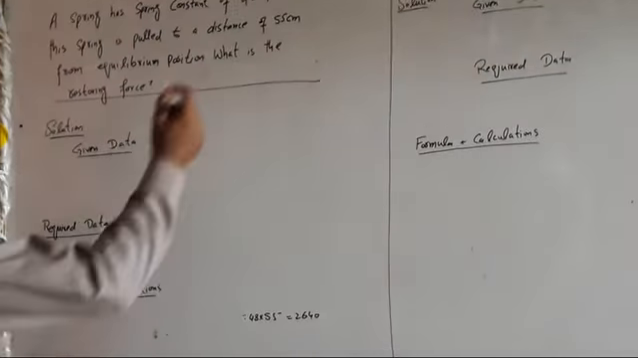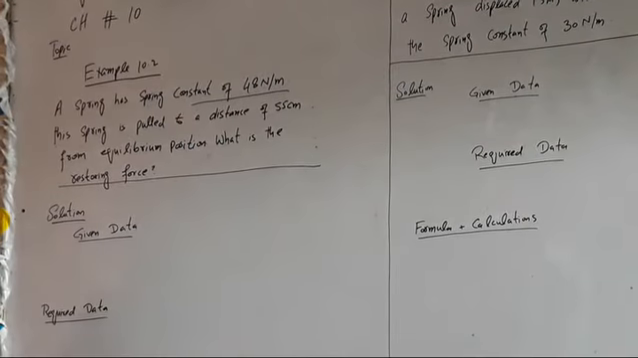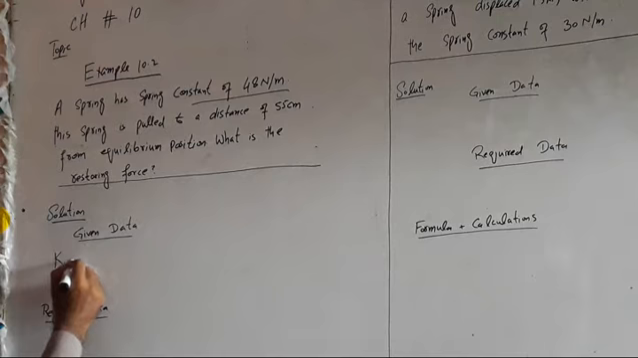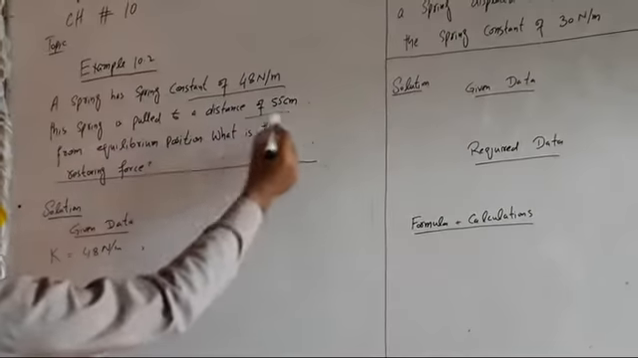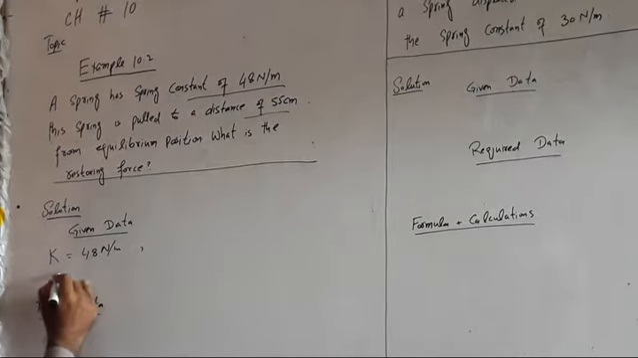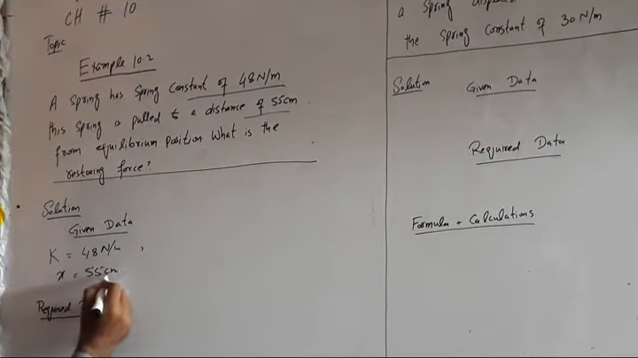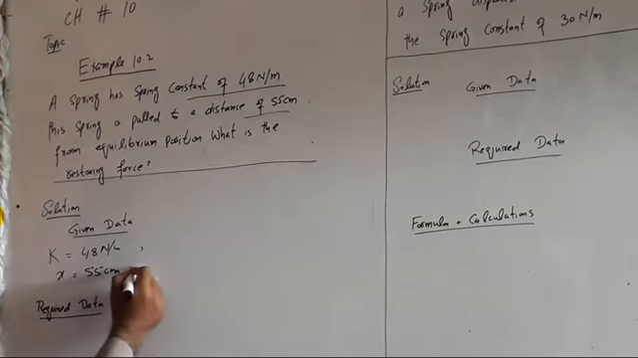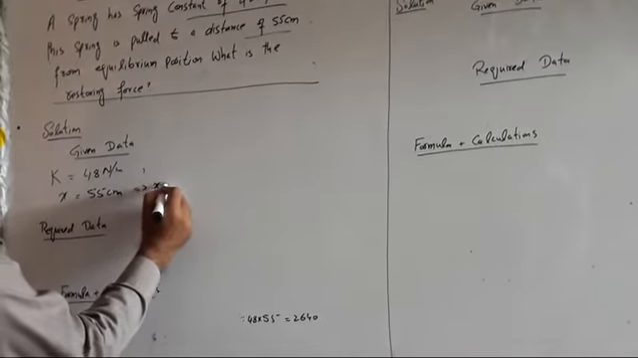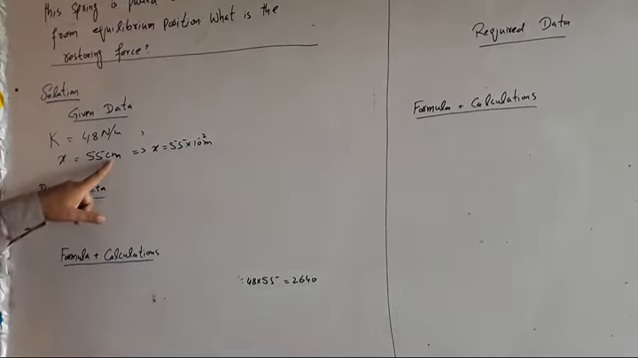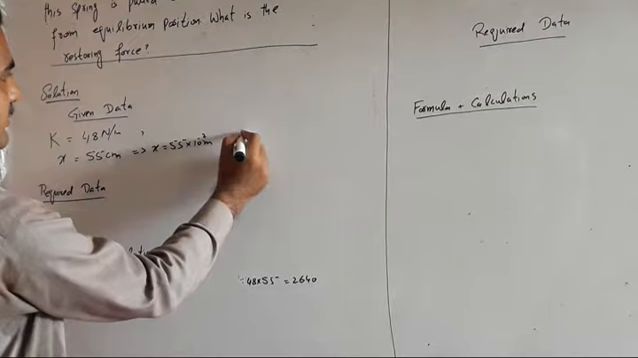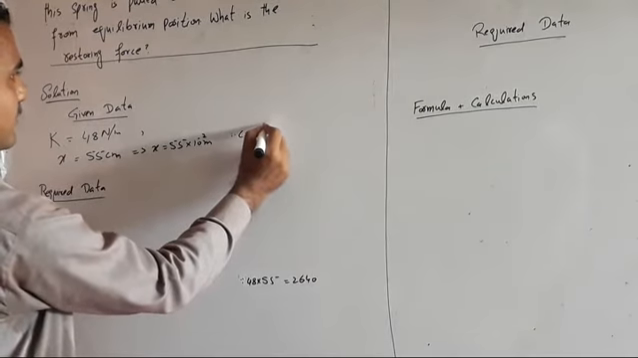So we are given that the spring constant is 48 Newton per meter. Spring constant is denoted by K, so I will put it in given data that K is equal to 48 Newton per meter. The other quantity that is given is the displacement. So I will write displacement X is 55 centimeter. Here C represents the prefix for centi, which factor is 10 power minus 2. So this value will become X is equal to 55 multiply 10 power minus 2 meter, by converting centimeter into meter.